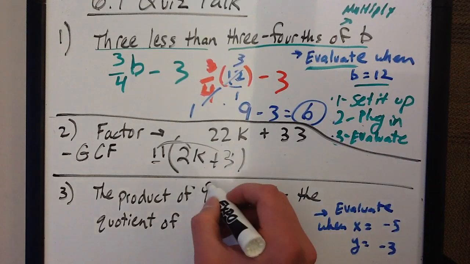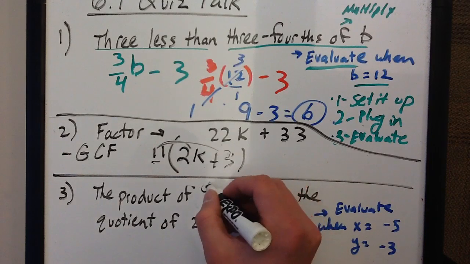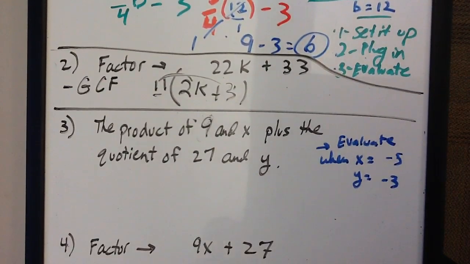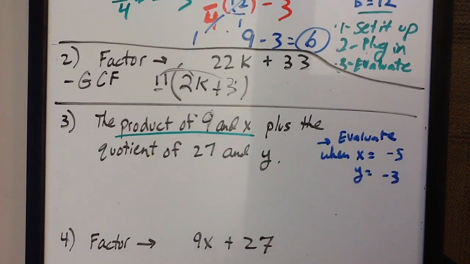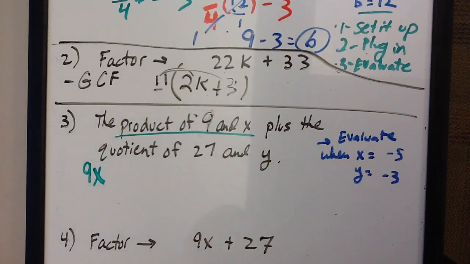Number 3, we have another verbal sentence, and we're supposed to write this as an algebraic expression and then evaluate it when x is negative 5 and y is negative 3. So number 3 says the product of 9 and x plus the quotient of 27 and y. So this first part, the product of 9 and x, what does that look like? Well, product means the answer to a multiplication problem. So if I want the product of 9 and x, I'm going to write 9 times x, or 9x. That's the product of 9 and x.